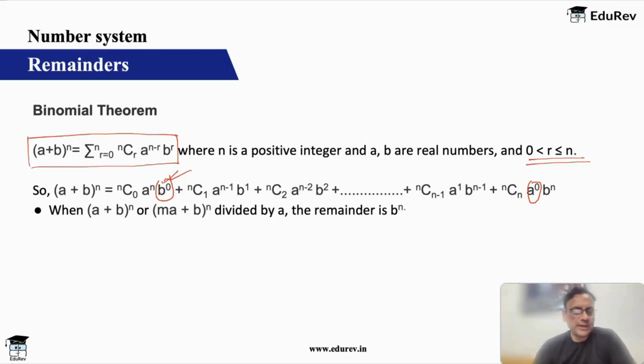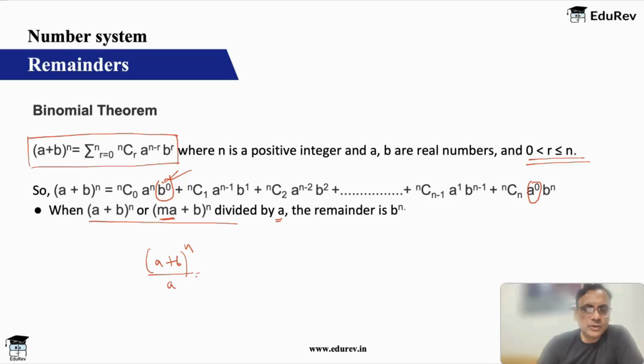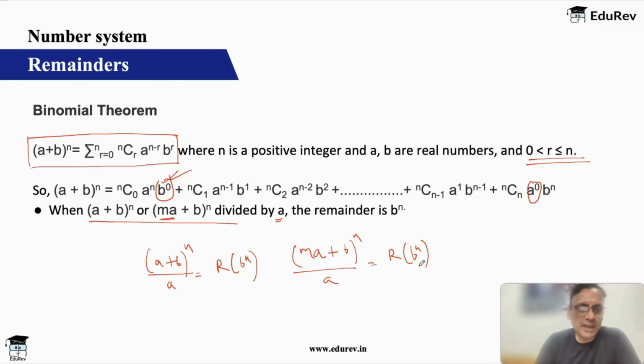So when (a plus b) to the power n, or a can be a multiple also, so (ma plus b) to the power n, is divided by a, then your last term, which is b to the power n, will be the remainder. Or even if it is some multiple of a, plus b to the power n, if you divide this, the remainder is also going to be your last term, b to the power n. So this binomial theorem is used at so many different places. It is useful for remainders also.